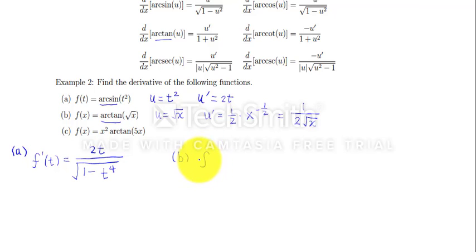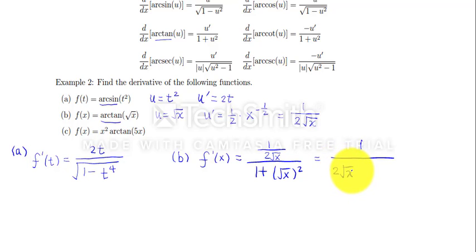So for part B, f prime of x equals, according to the formula, u prime, which is 1 over 2 square root of x, all over 1 plus u squared. So 1 plus square root of x squared. You can simplify it and get 1 in the numerator, 2 root x in the denominator, and the original denominator became 1 plus x, because square root of x squared is just x. So this is the derivative for part B.